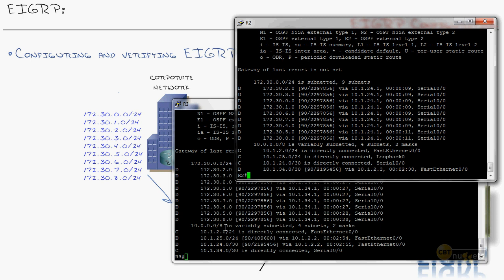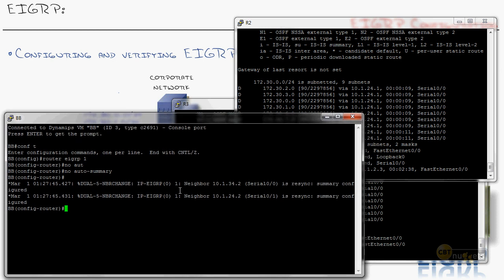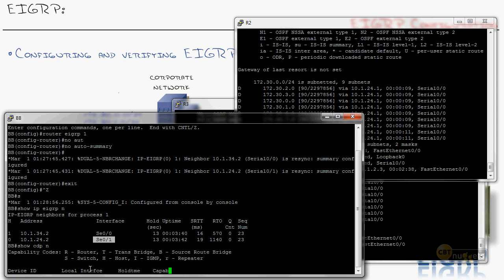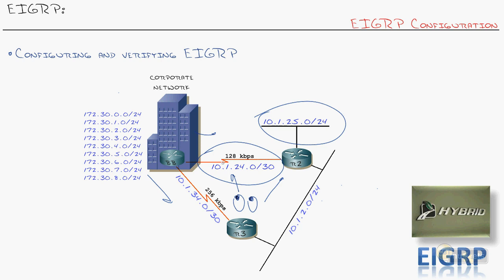But I want to show you something that can easily mess you up. I'm going to go into the backbone router, and I'm going to do a summary route. Let's do a show IP EIGRP neighbors. It's seeing router 2 on serial 0/1. Again, let's do a show CDP neighbors, which might be a little clearer. Router 2 is on serial 0/1. Again, router 2 has the worse link.